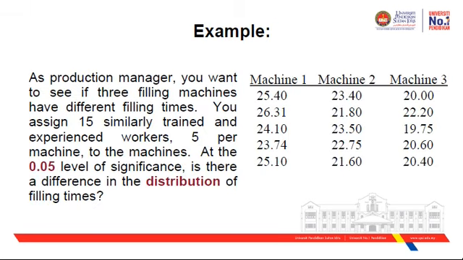Let's look at the example. As production manager, you want to see if 3 filling machines have different filling times. You assign 15 similarly trained and experienced workers, 5 per machine. Sorry for the typo. At the 5% level of significance, is there a difference in the distribution of filling times? So we have 3 machines here: machine 1, machine 2, machine 3.